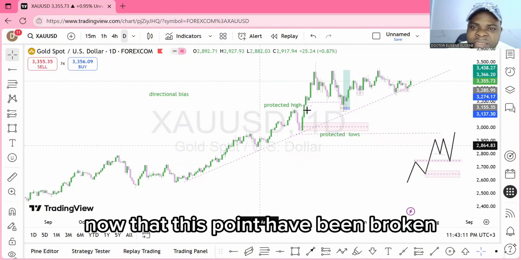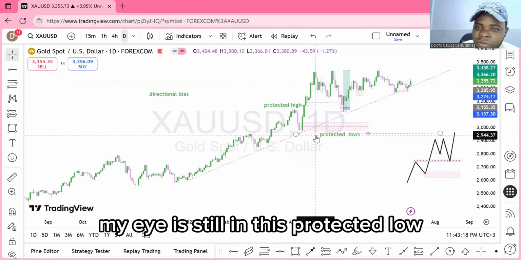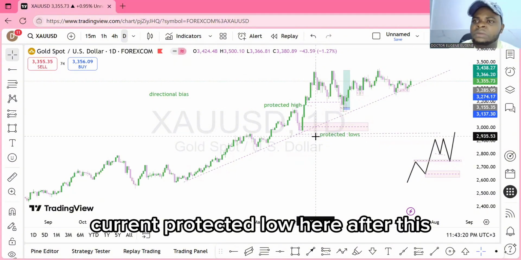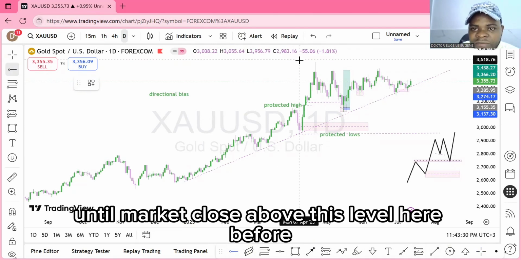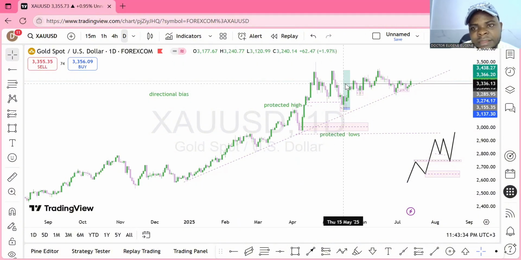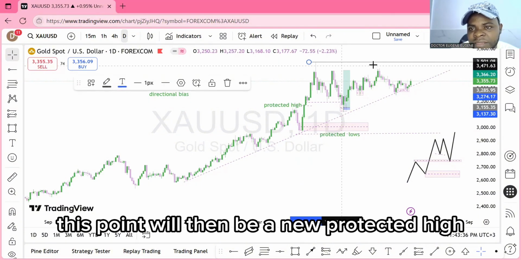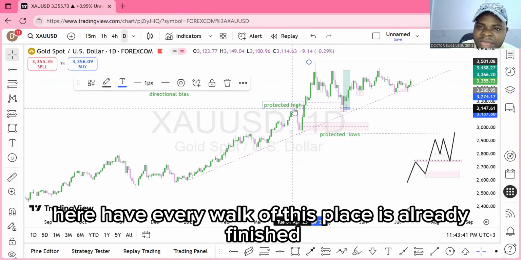Okay, now that this point has been broken, my eye is still in this protected low, because this is the current protected low here. After this, the market hasn't broken above this point. Until the market closes above this level here, it will not be a new protected high. This point will then be a new protected high, whereas here is the protected low. Okay, here every work of this place is already finished.